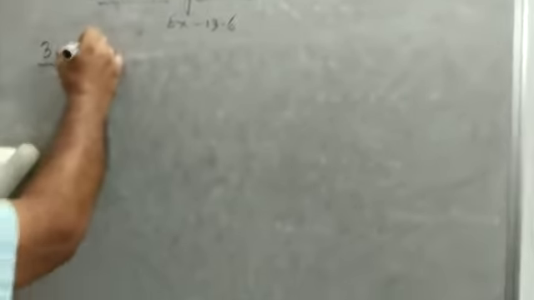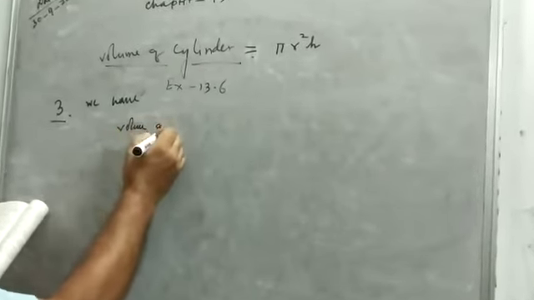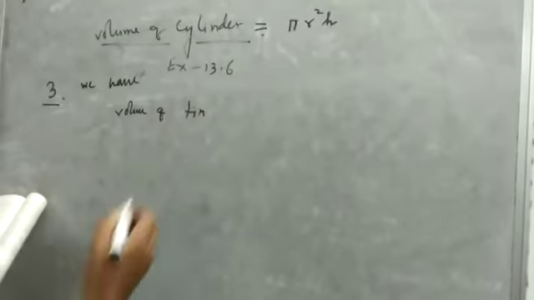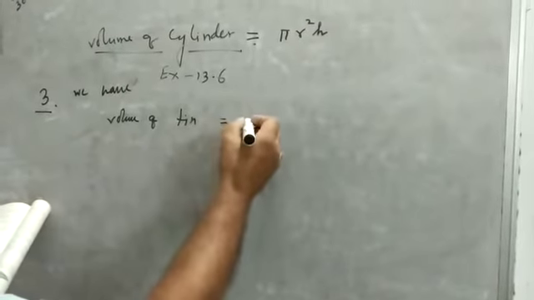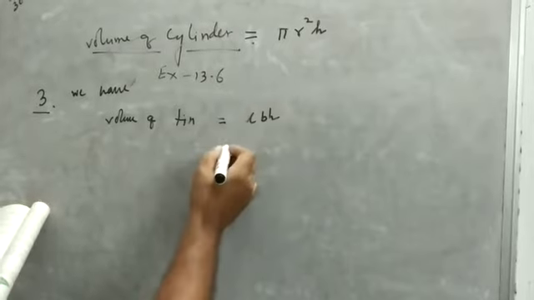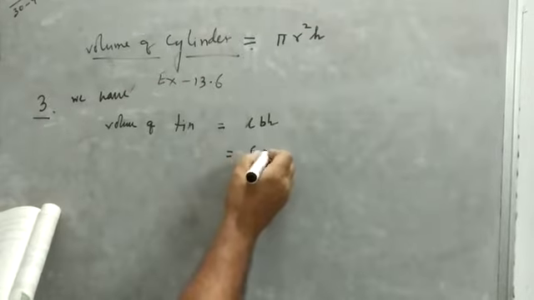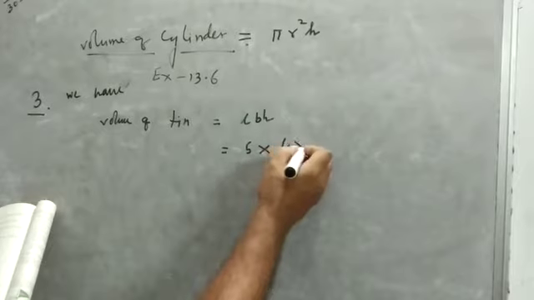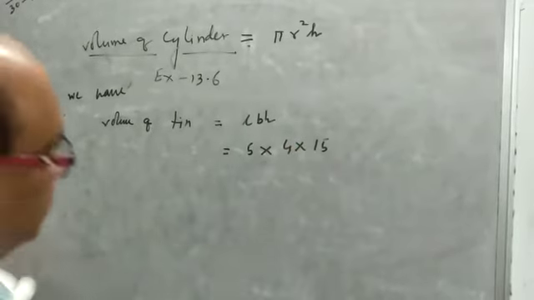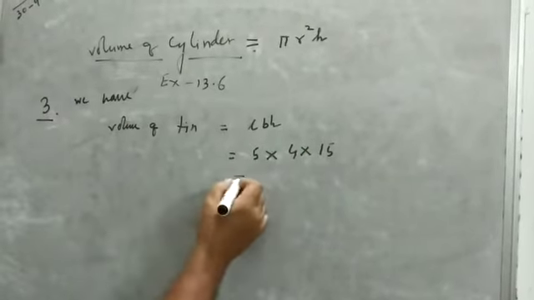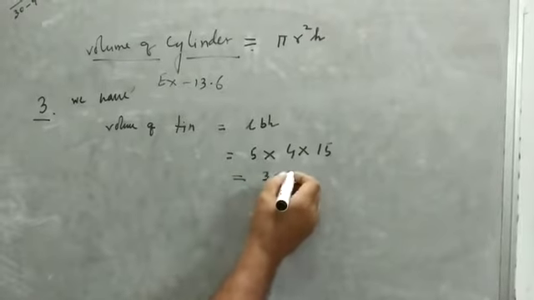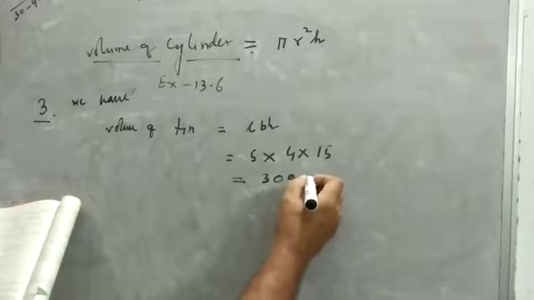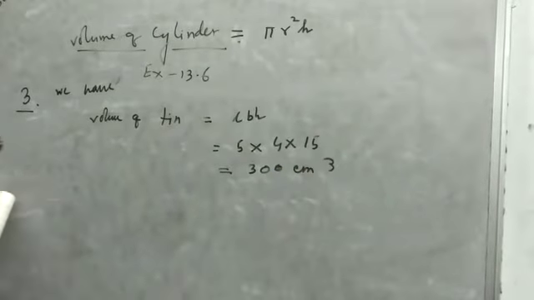We have the volume of the tin. It is clearly a cuboid form, l × b × h, so it is 5 × 4 × 15. Then we will multiply, 300 centimeter cube. It is the volume of the tin.